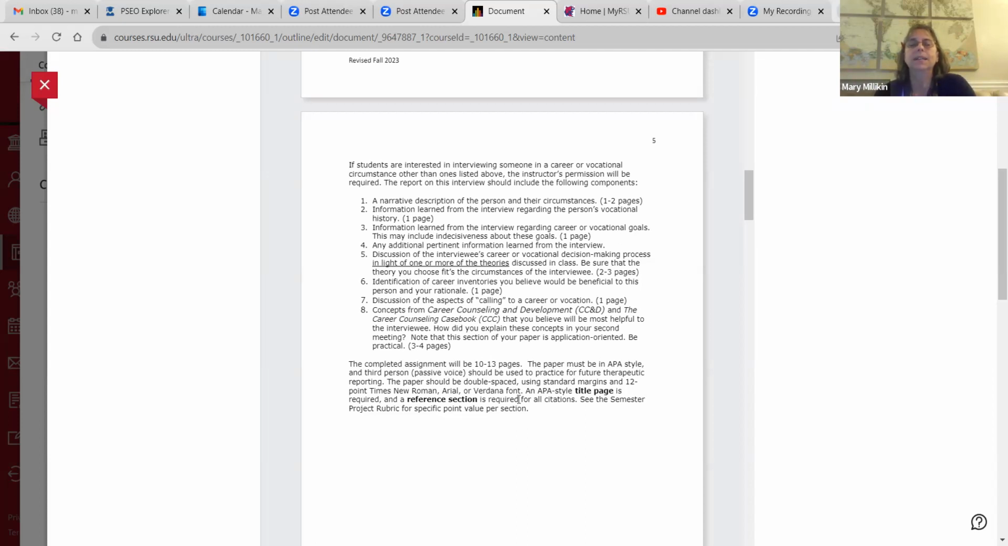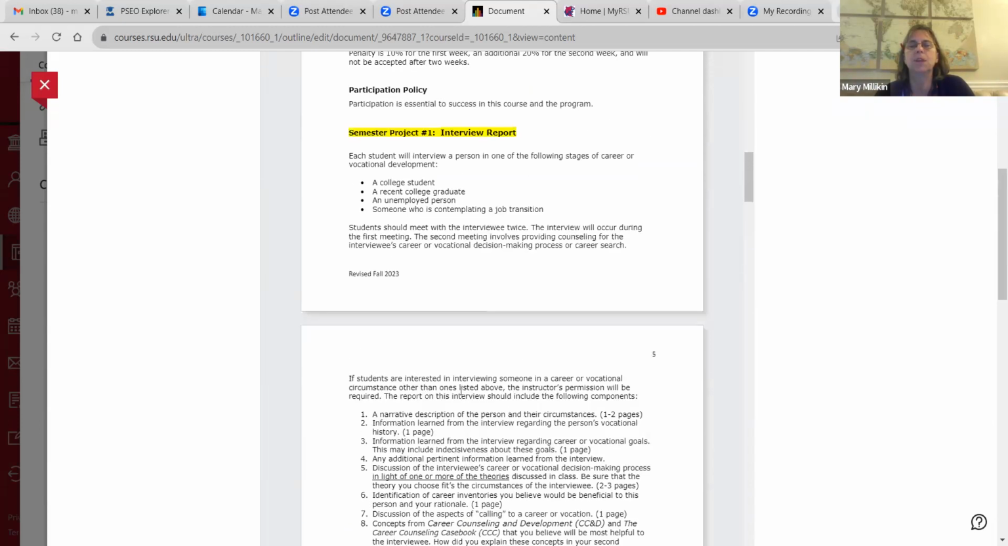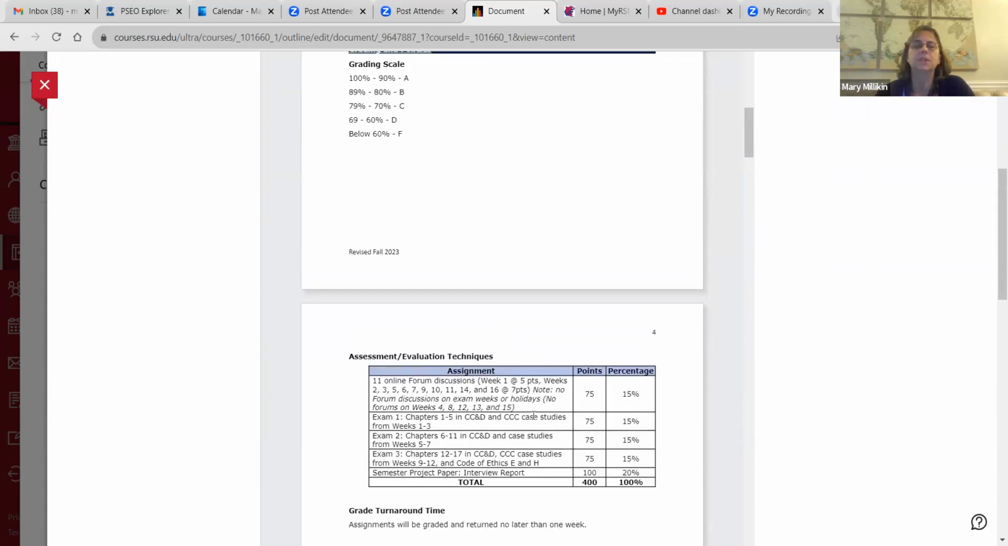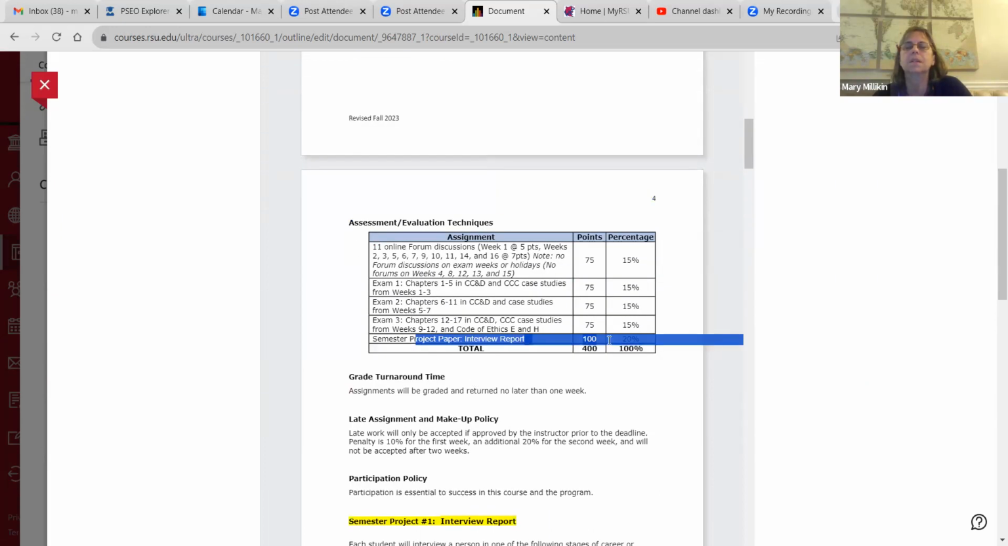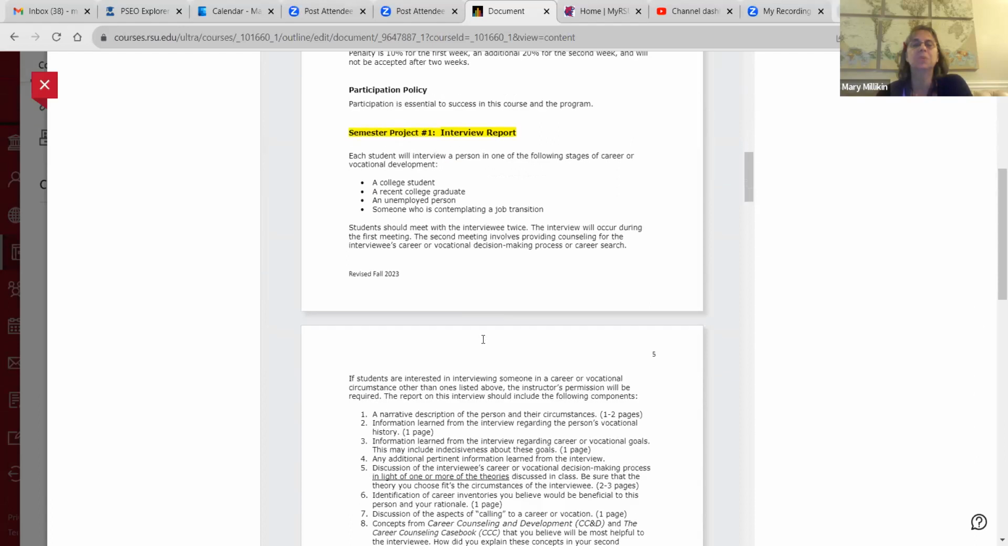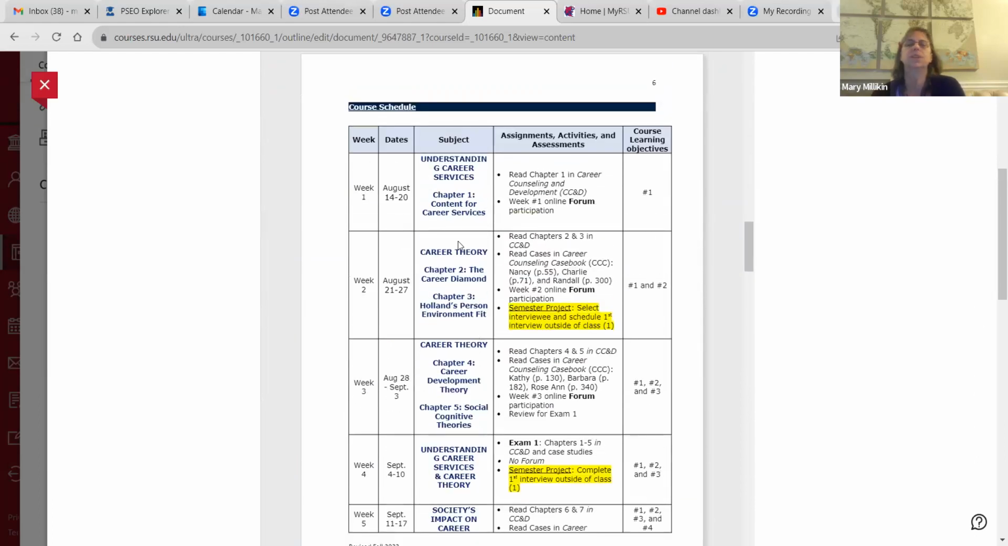So again, all this information is on pages 4 and 5. It is 100 points and 25% of your semester grade. And when you come down to look at the course schedule, you'll notice that I've highlighted in yellow all the components 1 through 8, where I recommend you have them done throughout the semester. You will not turn in these smaller components 1 through 8, but this just helps you keep on track. This is your first semester in graduate school. Sometimes it's nice to have someone show you the way. Here's how to keep on track.